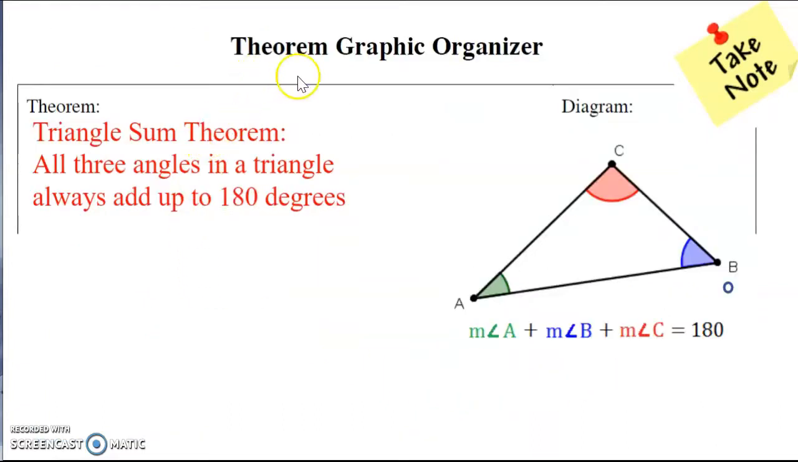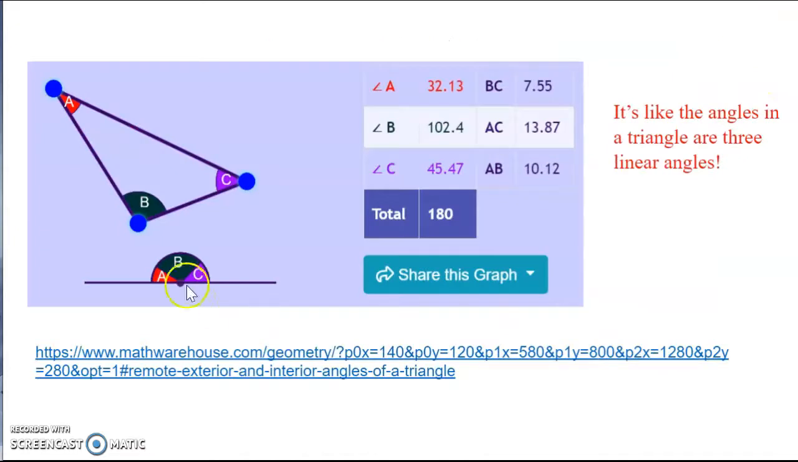Okay, so then theorem graphic organizer. This is something that you did as part of your homework, but just so that everybody's on the same page, I would like you to write down triangle sum theorem. All three angles in triangles always add up to 180 degrees. It does not matter what shape it is. Regardless of the shape, it's always going to be adding up to 180 degrees.